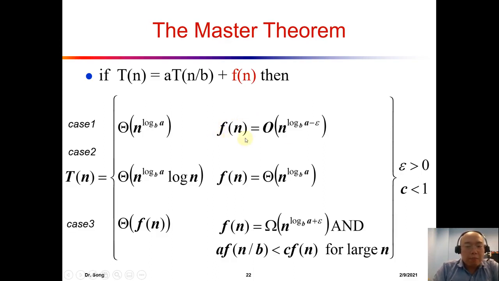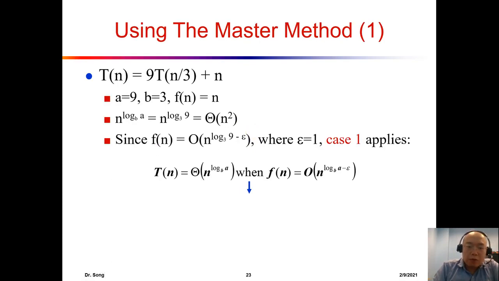So can we prove we are in case 1? To say we are in case 1, how about we assume that epsilon, the small positive value, is 1. If the epsilon is 1, then n to the log_b a, which is 2, minus 1 here, you are going to have n here, right? So f(n) is n, and then O(n to the 2 minus 1) will give you n to the 1 again. So n is O(n). That is true. So case 1 applies.